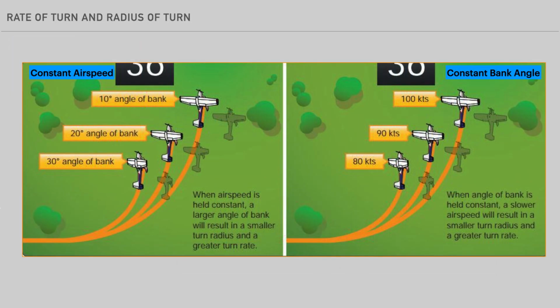The next relationship we'll discuss is that of rate of turn and radius of turn. At a constant airspeed, the larger the angle of bank, the smaller the radius of turn, and the greater the turn rate. Now for a constant angle of bank, the slower the airspeed, the smaller the turn radius, and the greater the rate of turn. The next slide will go into detail why this is the case.